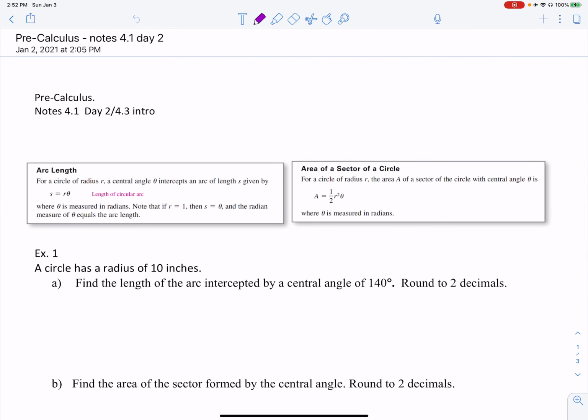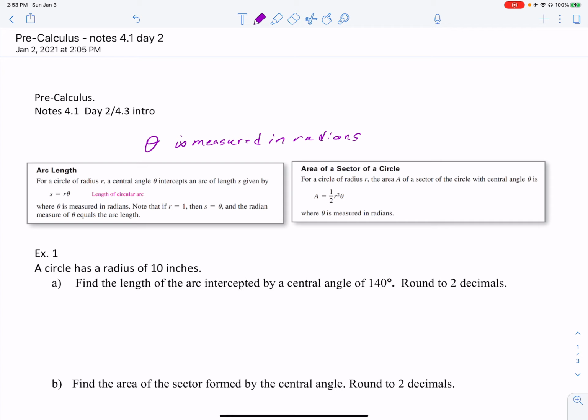Pre-calculus 4.1 day 2 and an intro to 4.3. We're going to start with arc length of a circle and area of a sector of a circle. But it is important to note that in both of these, theta is measured in radians. These formulas will not work unless the angle is in radians.